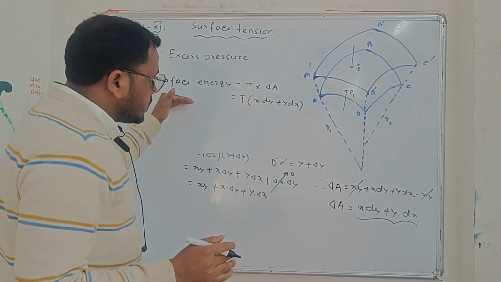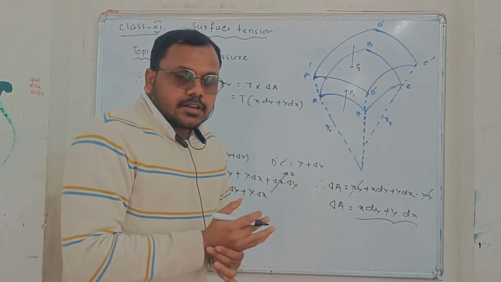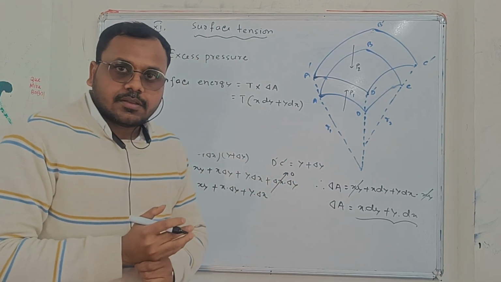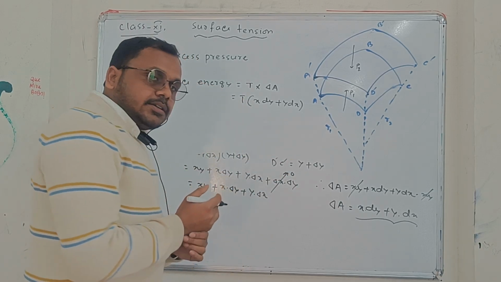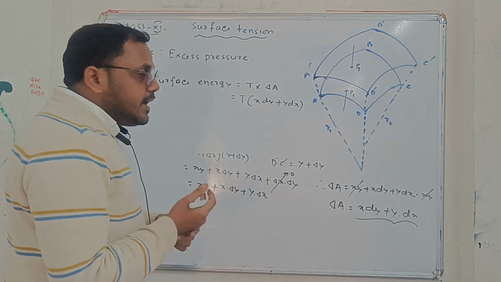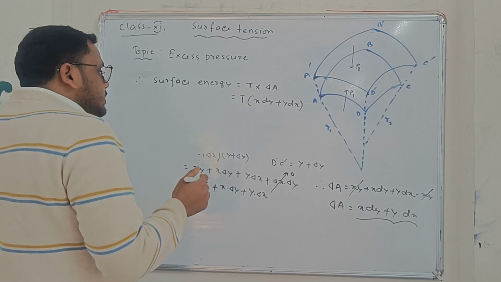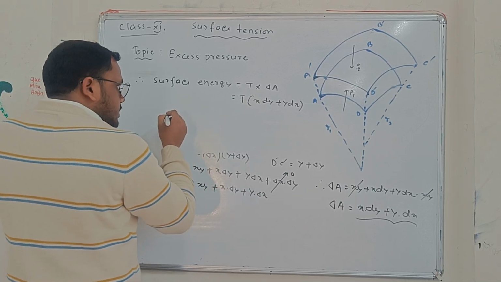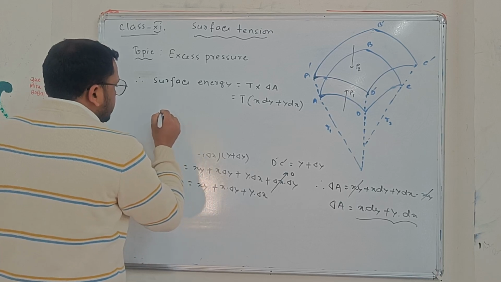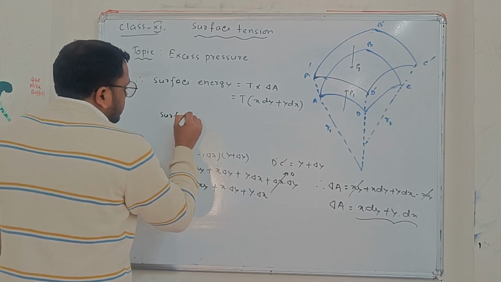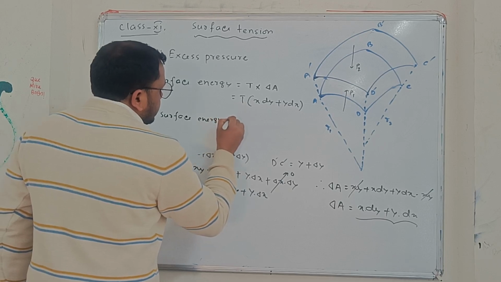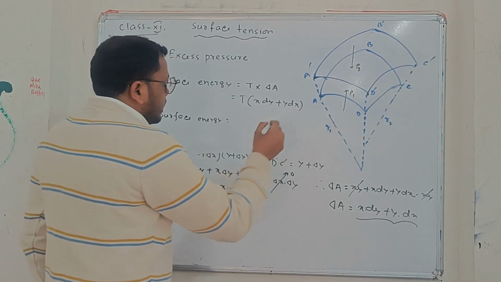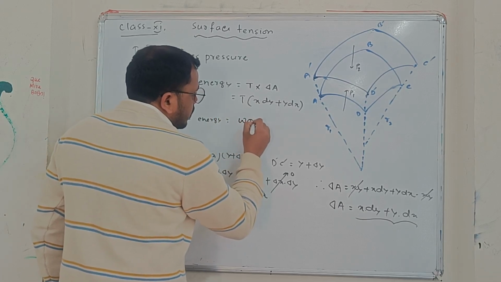Why is the surface energy produced? Because the surface area is increased due to the surface tension. So first we find the surface energy this way. This is one method, and there is another method to find the surface energy: it is the work done by the excess pressure. This is equivalent to the work done here.